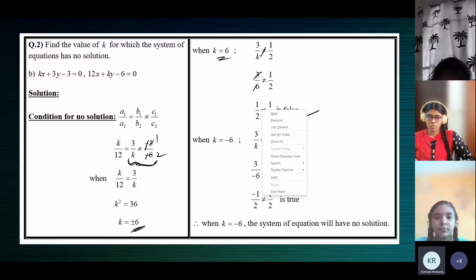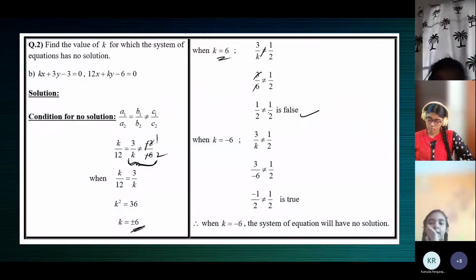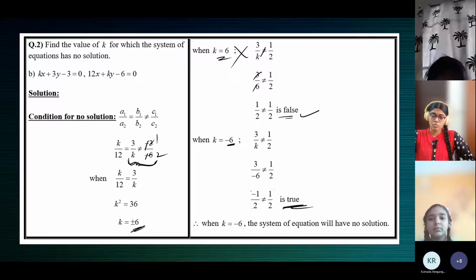It should actually be not equal to. So half is not equal to half is a false statement. So that means k cannot be 6. Let's try with minus 6. 3 by minus 6 not equal to 1 by 2. Minus 1 by 2 not equal to 1 by 2 is true. So though we got two values for k, plus 6 or minus 6, you can go ahead only with this value minus 6.